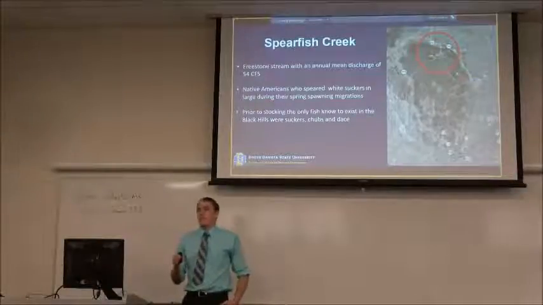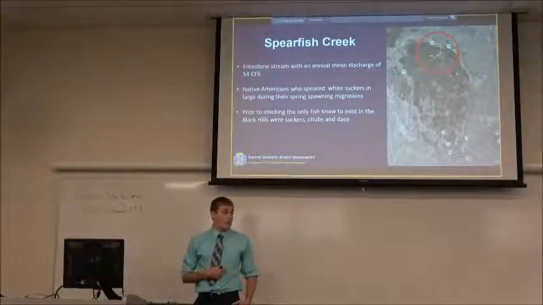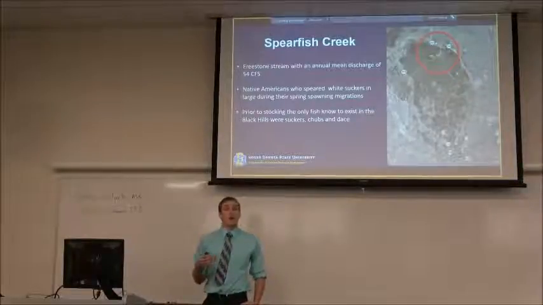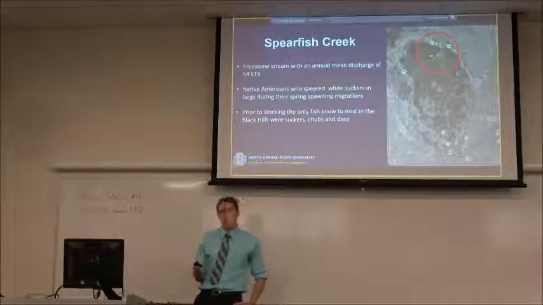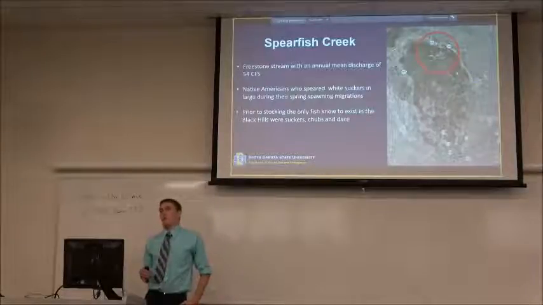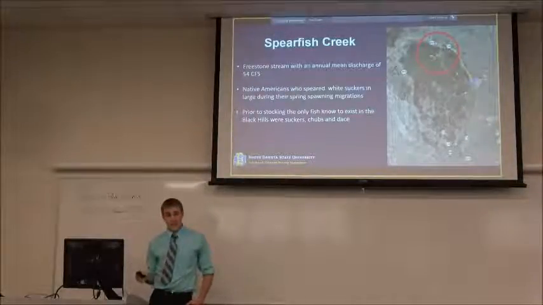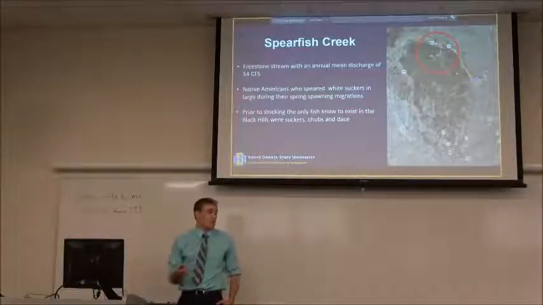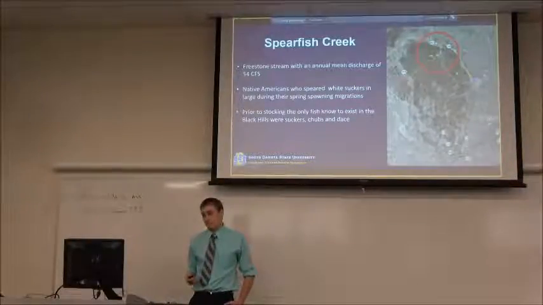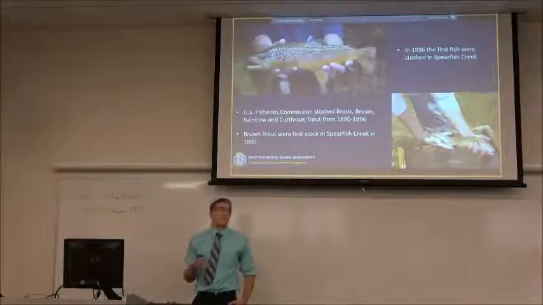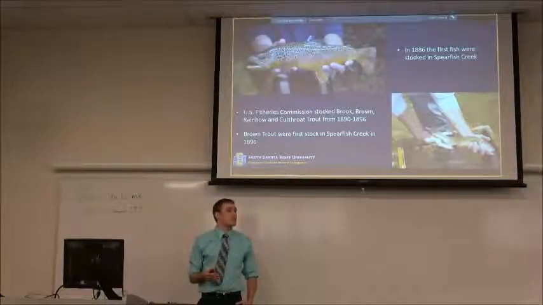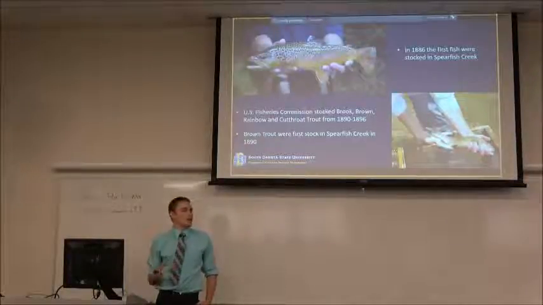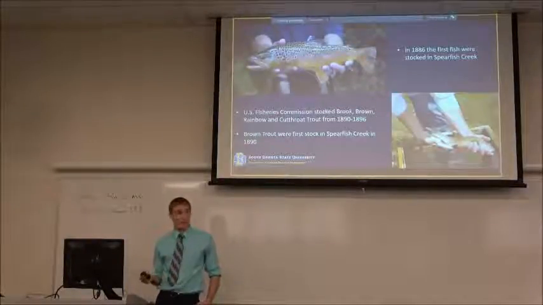So Spearfish, the creek and the town both, derive their name from Native Americans spearing large migrations of white suckers on their annual spring spawning runs. Prior to European settlement, the only fish species known to inhabit the Black Hills were suckers, chubs, and dace. Now, the first fish that were stocked within Spearfish Creek were brook trout. This was in 1886, and by 1896, there was a thriving population within the creek.